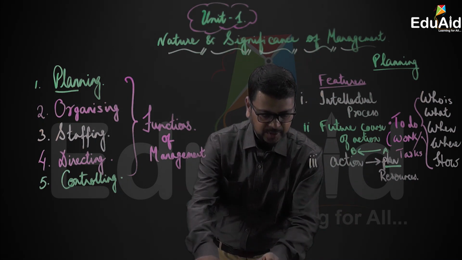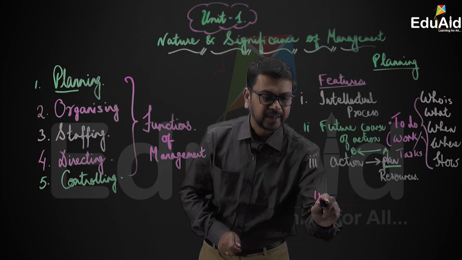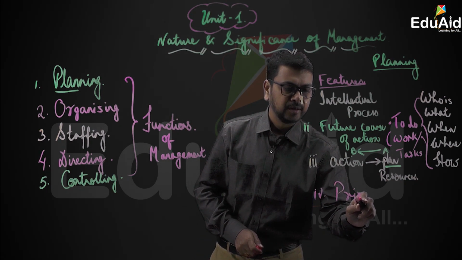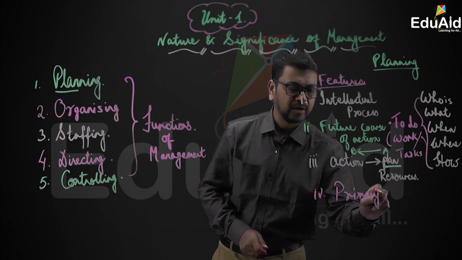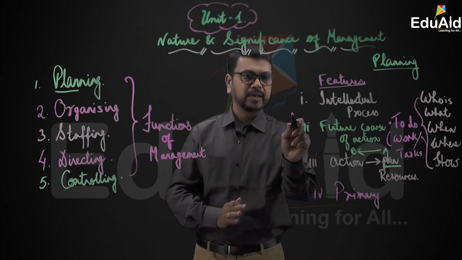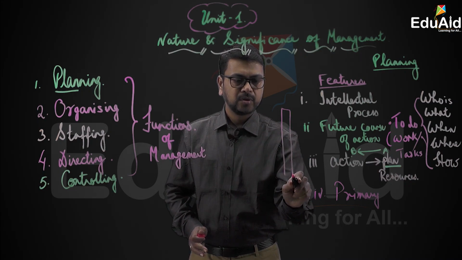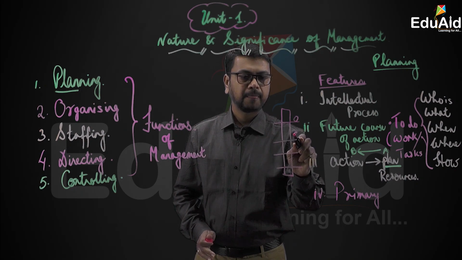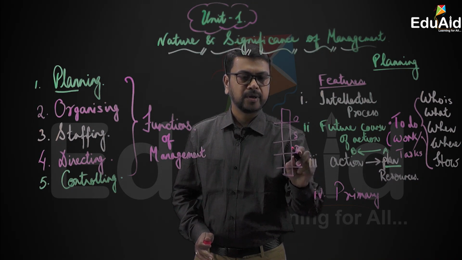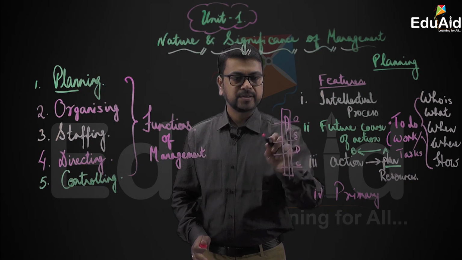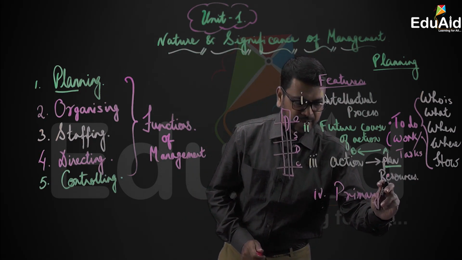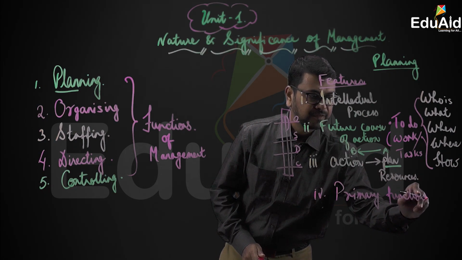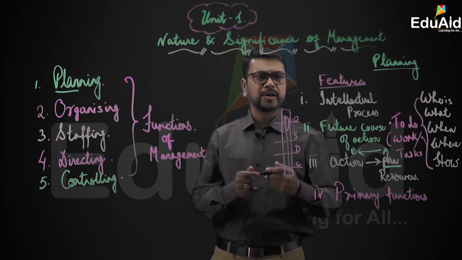And what is the last point? That can be the first point as well. Planning is the primary function. It is like a backbone in our human body system. It's the primary function. Planning keeps all the other functions in place: organizing, staffing, directing, controlling, and here this is the plan. It is the primary function.